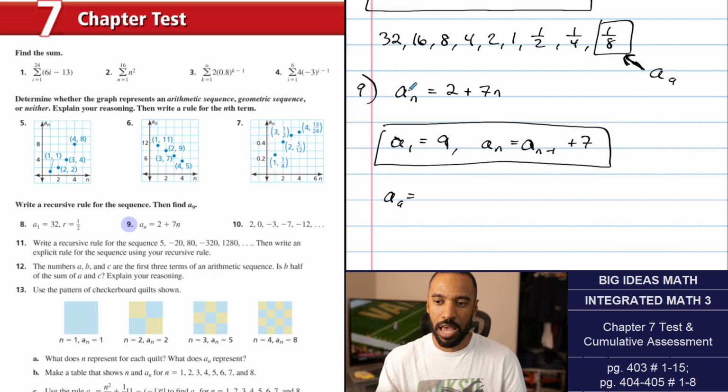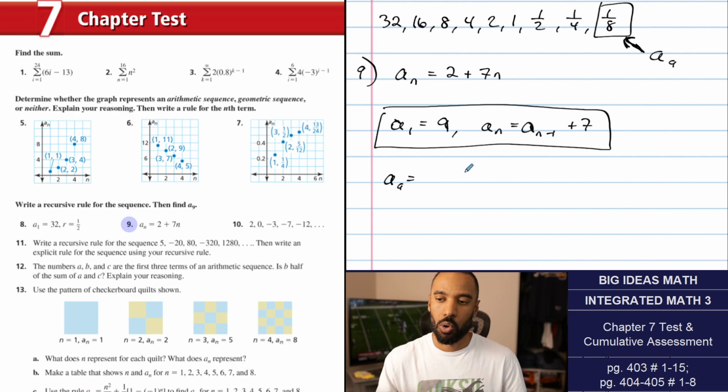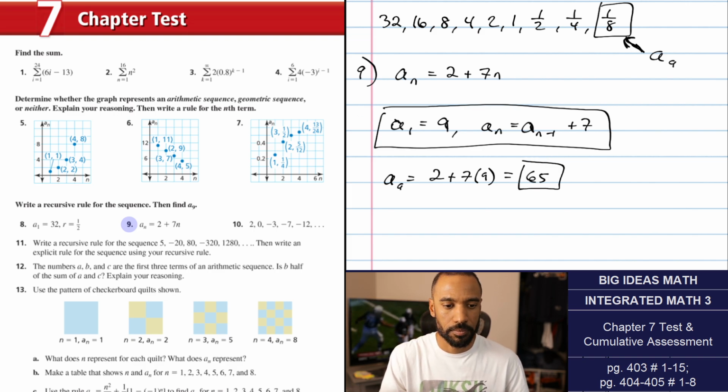Now, A sub 9, I'm going to use the explicit rule for that. You could start from 9 and add 7 a bunch of times, or you could do 2 plus 7 times 9. Let it work out that way and get 65. Number 10.